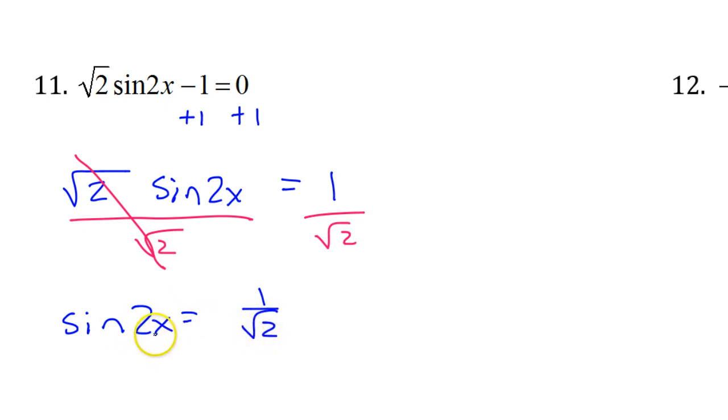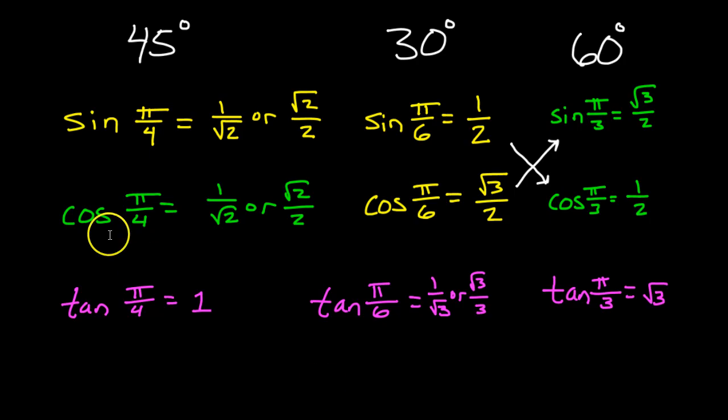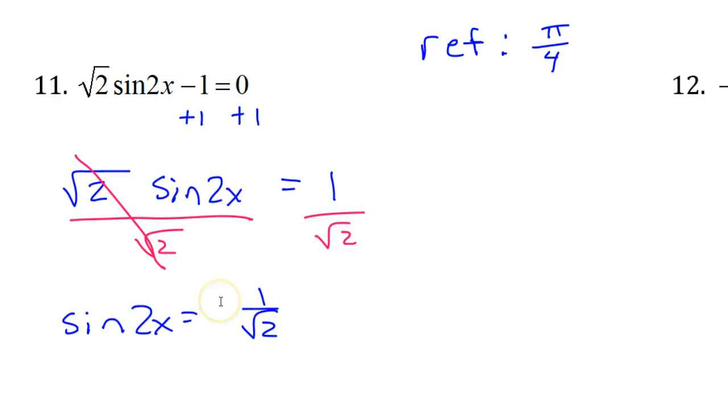Let's solve this for 2x. I cannot divide by 2 when it's inside the trig function. So I need to solve for 2x. So the sine of what is equal to 1 over radical 2? Hopefully you were just thinking pi over 4. The sine of pi over 4 is equal to 1 over radical 2. So that tells us the reference angle is pi over 4.